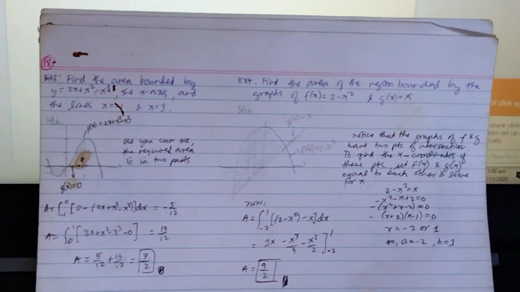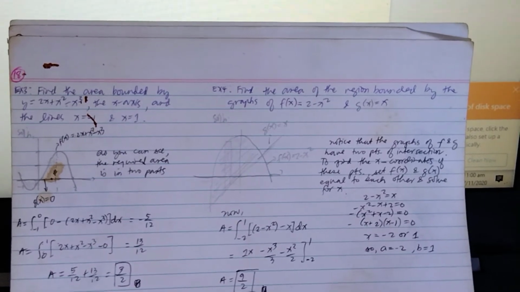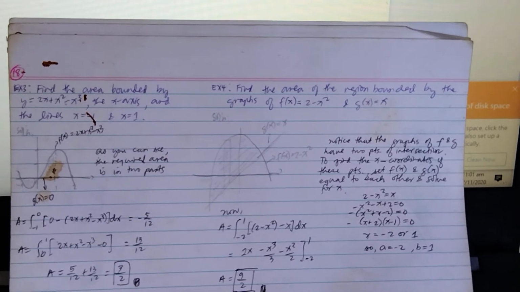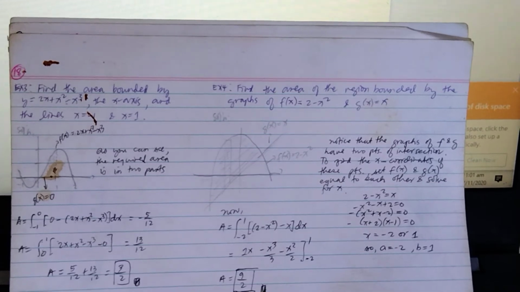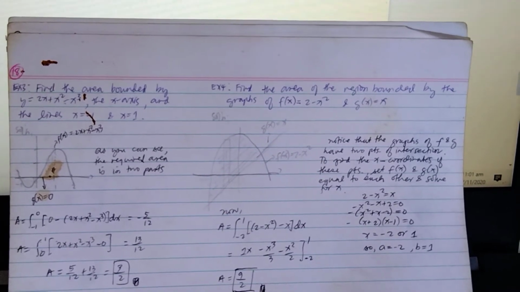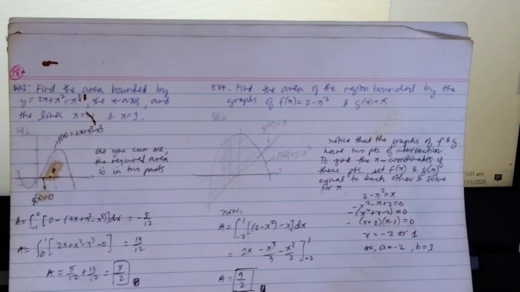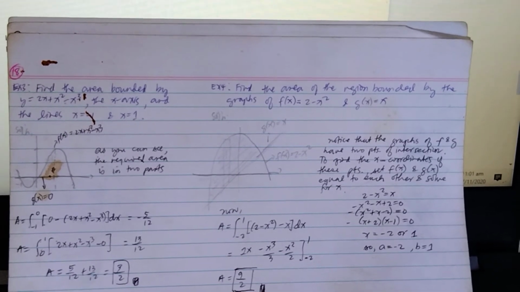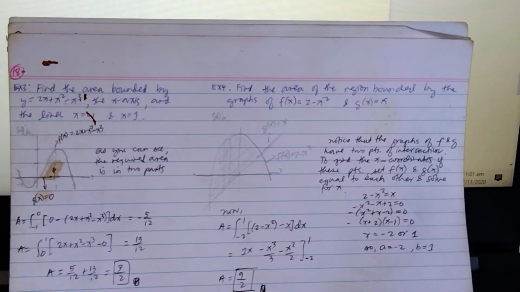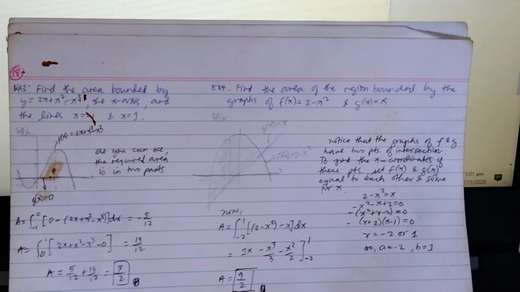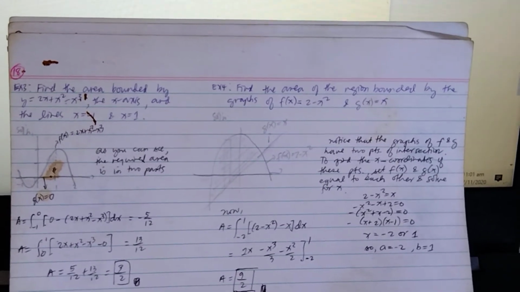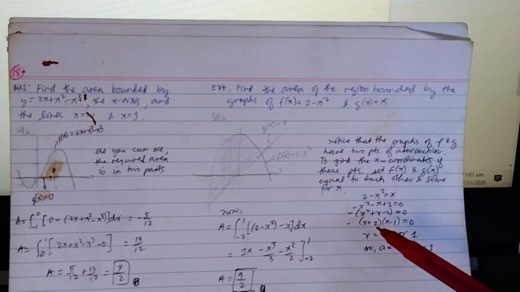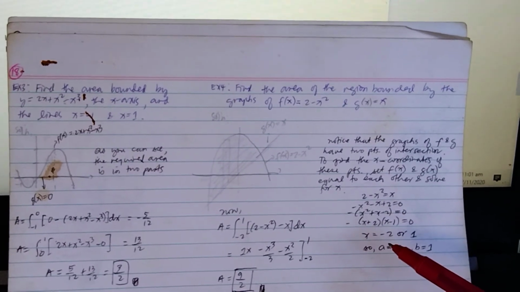Okay, so none. Now, let's move on to example number 4. In this particular example, we are not given the limits of integration. So, here, find the area of the region bounded by the graphs of f of x is equal to 2 minus x squared and g of x is equal to x. Now, it's clear that we have no limits of integration, meaning we have no values of a and b. So, what we're going to do is equate the two functions, 2 minus x squared is equal to x. So, we need to solve for x. That's why our x is equal to negative 2 and x is equal to 1.